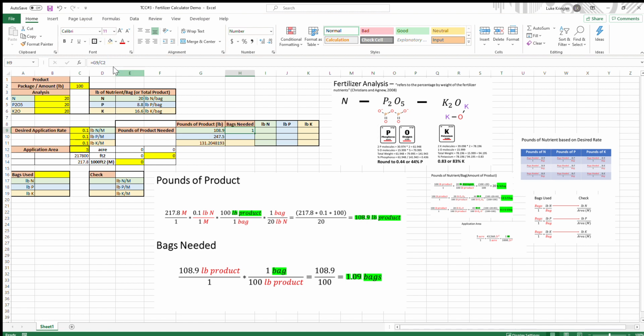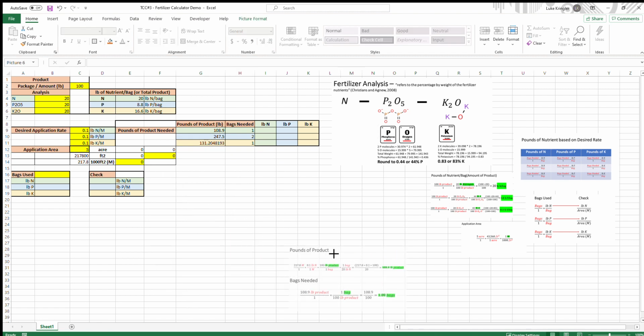Alright, same type of deal here with the hard code. The C2 is not going to change for phosphorus or potassium, so we could hit F4 there, enter, we get the 1. We could drag it down and it'll recalculate using the G10 value, and for potassium it's using the G11 value. So it does that automatically while still dividing by the same number because we hard coded. Alright, so that's how you can get the bags needed for a desired rate.